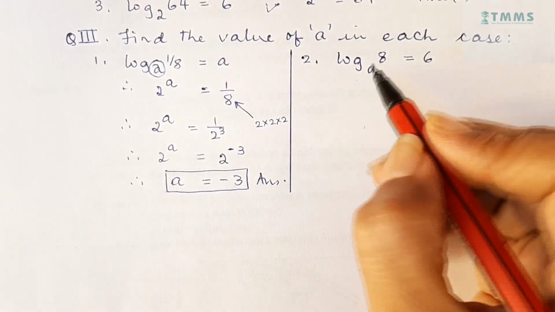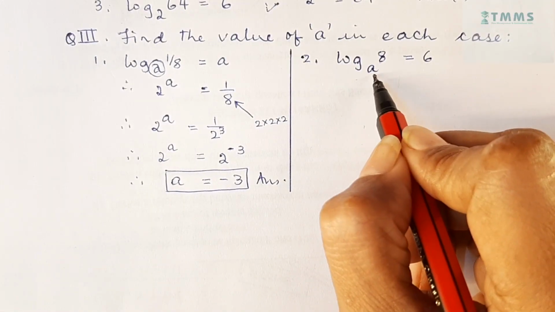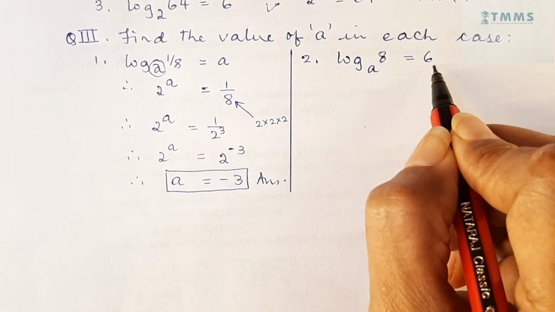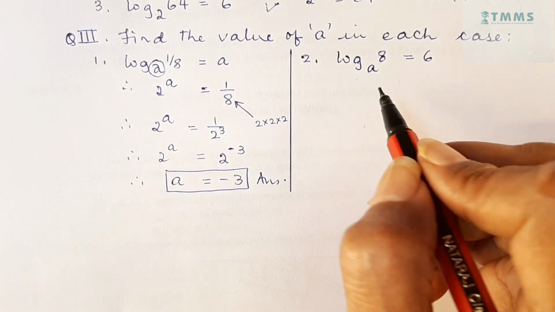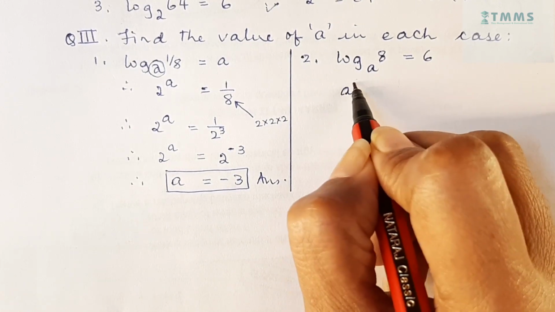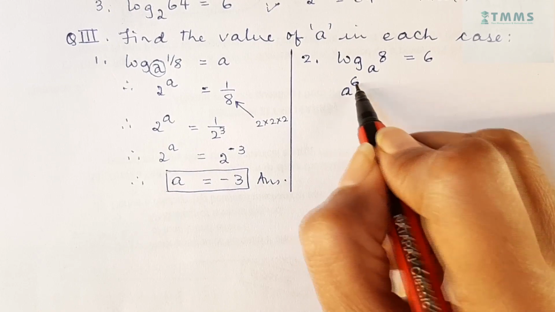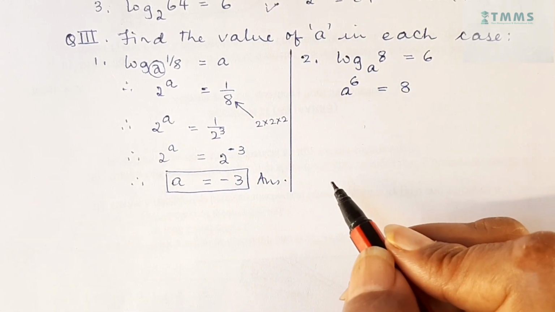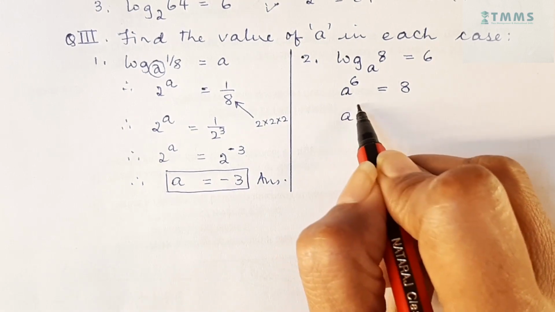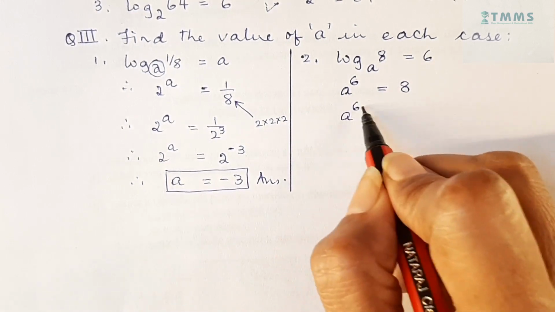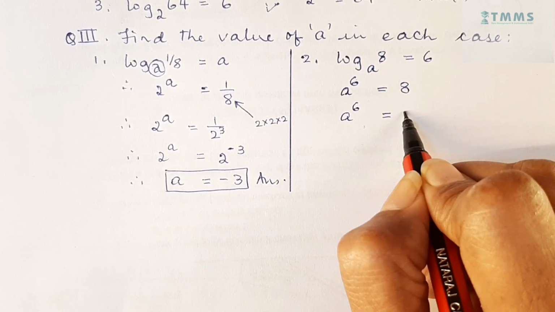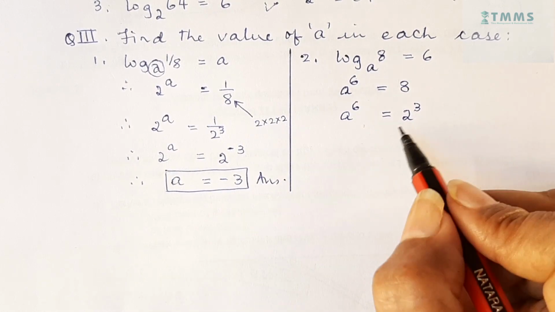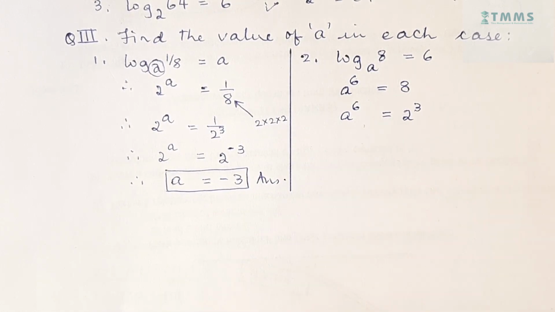Let's take another one. Log 8 to the base a is equal to 6. What is our base? A. So we will convert this logarithmic form into the exponent form. And so a to the power 6, that is a raised to 6, will be equal to 8. Now, a to the power 6 or a raised to 6 is going to be here. 8 is the power of 2. Okay, so we write it as 2 raised to 3.